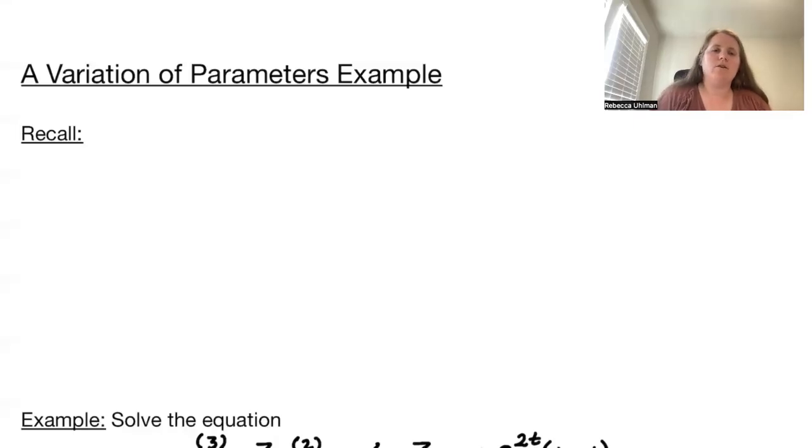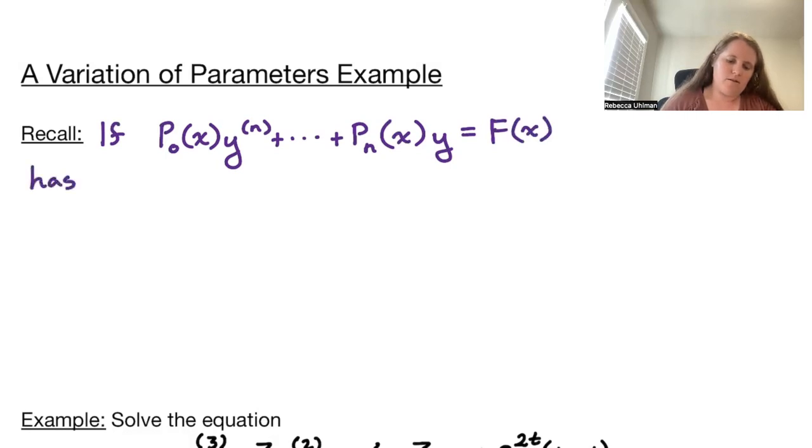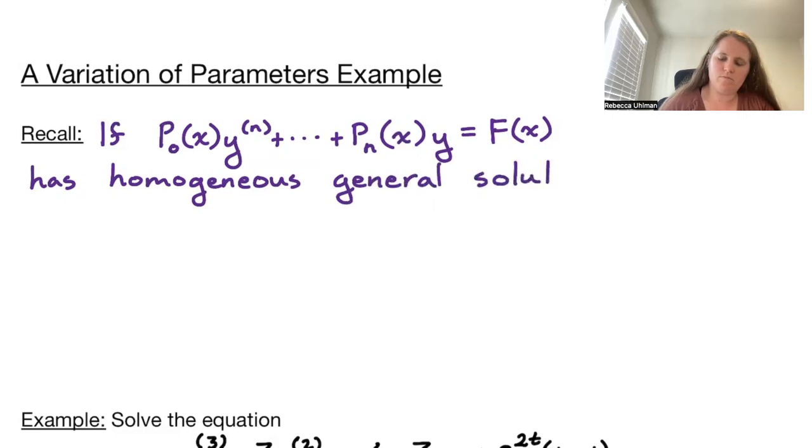Welcome to a variation of parameters example. So recall, if we have p0 of x times the nth derivative of y plus all the way down to pn of x times y equals f of x, has homogeneous general solution yc is c1 y1 plus all the way through cn yn.